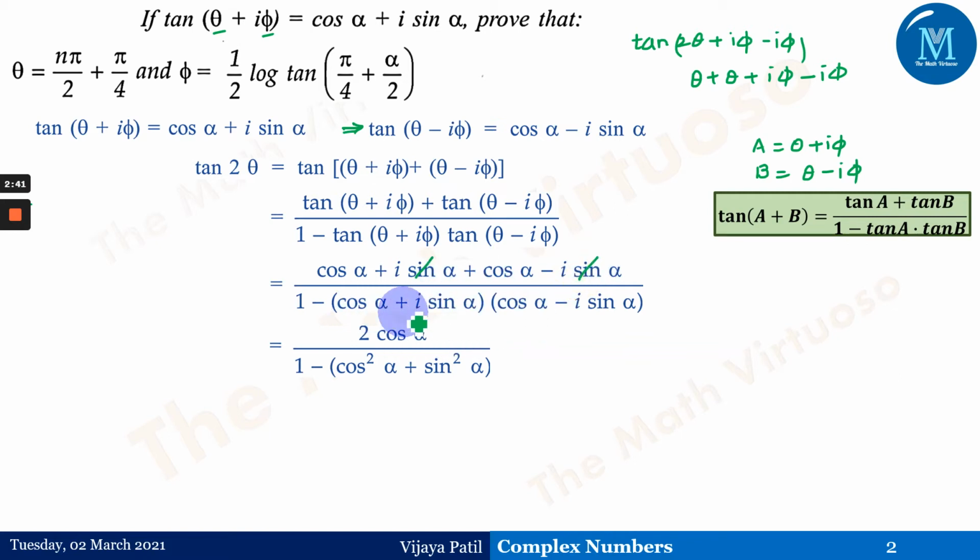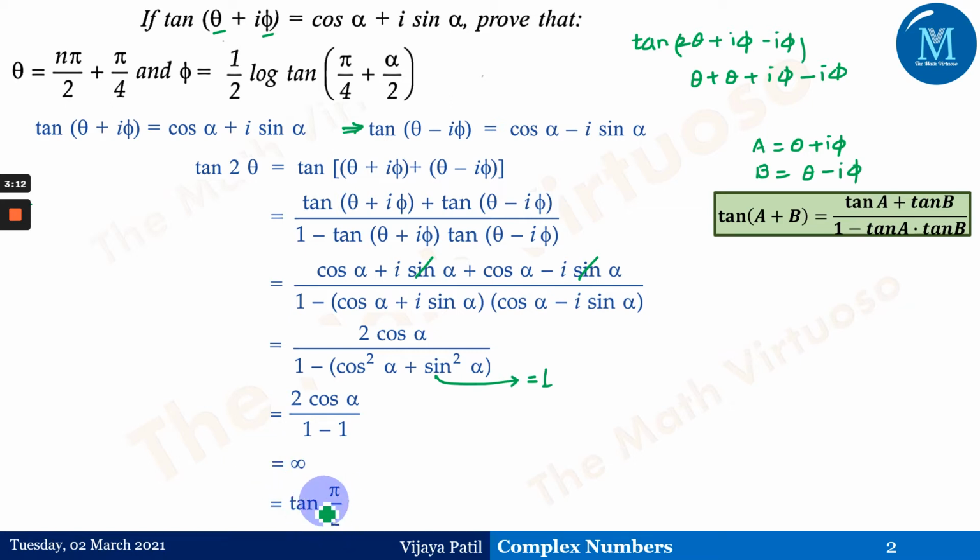The denominator, cos alpha plus i sin alpha times cos alpha minus i sin alpha, will give us cos square alpha plus sin square alpha, which is equal to 1, and therefore it's 1 minus 1. So that means something upon 0, which gives us infinity. But what is infinity here at this time? That is nothing but tan of pi by 2.